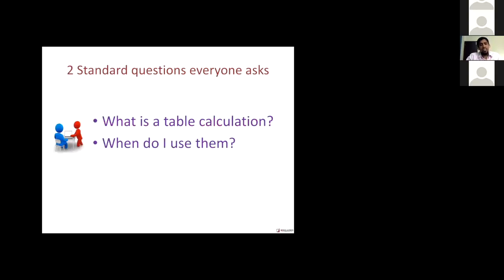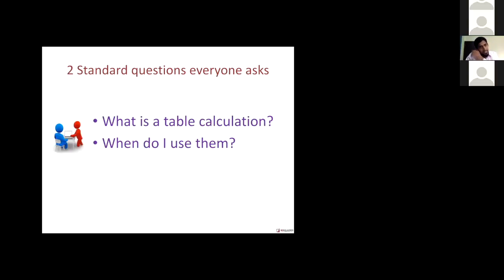So before we get started, let's just take a beginner's approach and ask the standard questions that everyone would ask. What's a table calculation? And then when do I use them? So these are the standard questions everyone will ask.